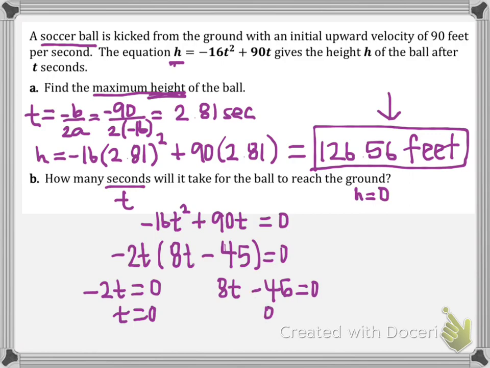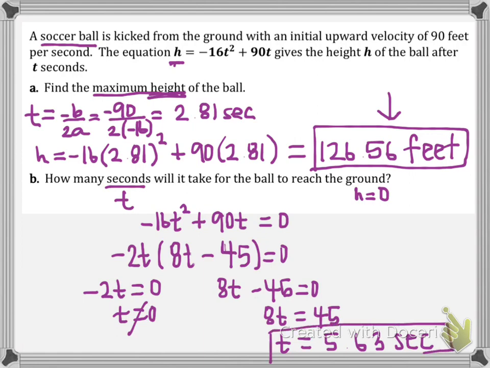Sorry. So then this will be 8t is equal to 45, and then divide both sides by 8, so t is going to be equal to, I don't know, 5.63 seconds. Okay. 0 seconds will not be the answer, because at 0 seconds, that's our starting point, right? So how long does it take to get to the ground is going to be 5.63 seconds. Okay?